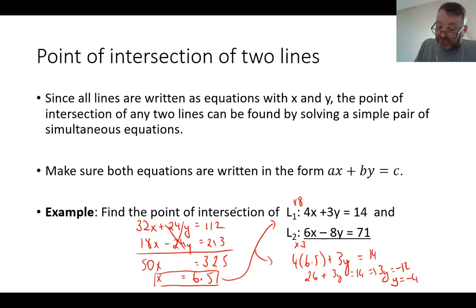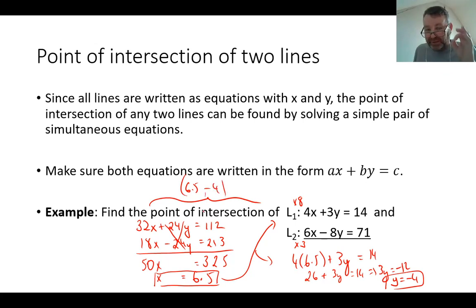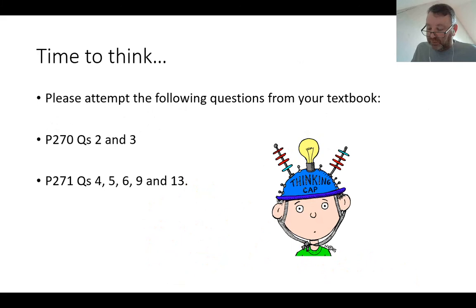So what's the point of intersection? The point of intersection here is the point, you put these two back together again. The point will be 6.5, comma, minus 4. Always write your points in alphabetical order. What does that mean? x followed by y. Plenty of practice coming up in relation to those simultaneous equations.